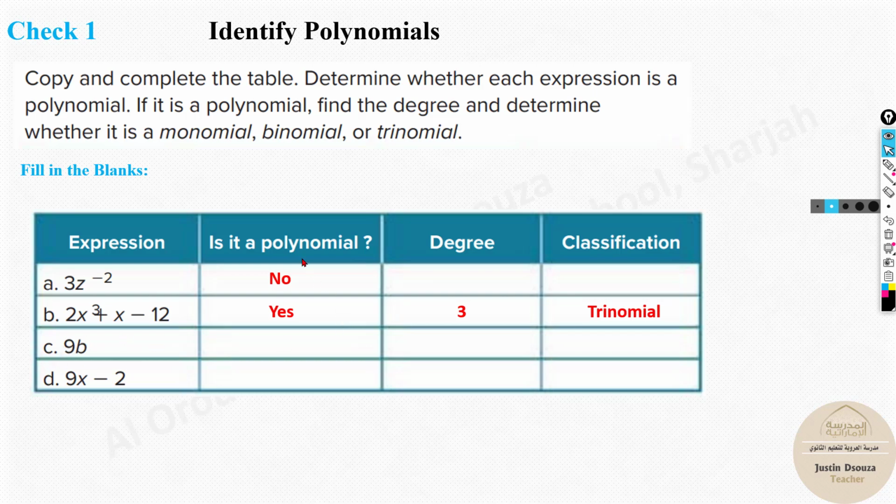There is only one term. Yes, it's a polynomial. It's called a monomial. The degree is 1, power 1. It's a monomial. Here also it's a polynomial. Yes, there is a degree of 1, but it's a binomial. I hope this is clear.